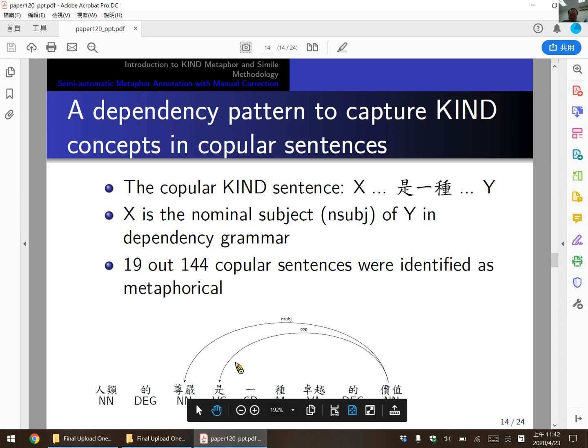So using this pattern, the copular head, the head noun here, has a copular relation with C, and again the 尊言 here is the nominal subject of this head. With such a dependency pattern, we are able to automatically capture the concepts in the metaphor pattern. And as I mentioned, in the previous experiment we already identified 19 sentences out of 144 copular sentences.